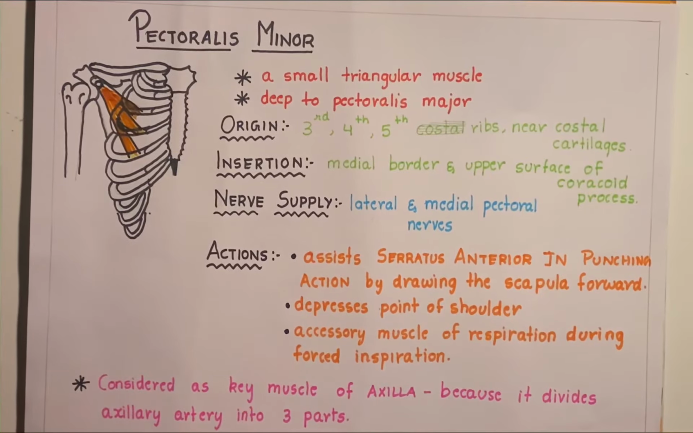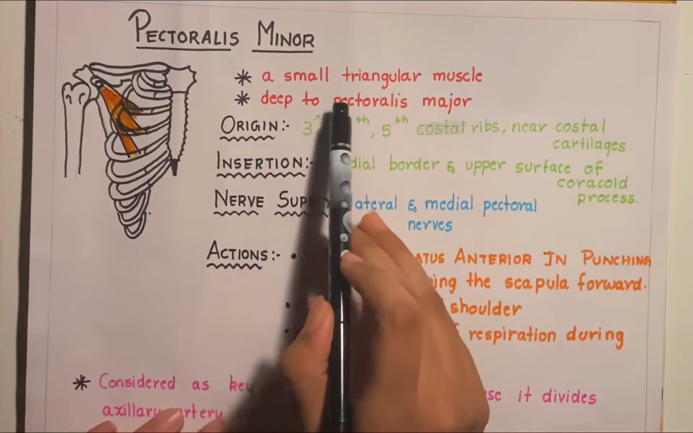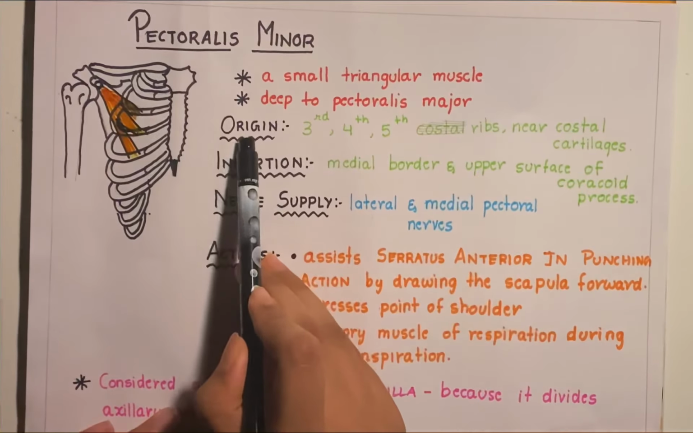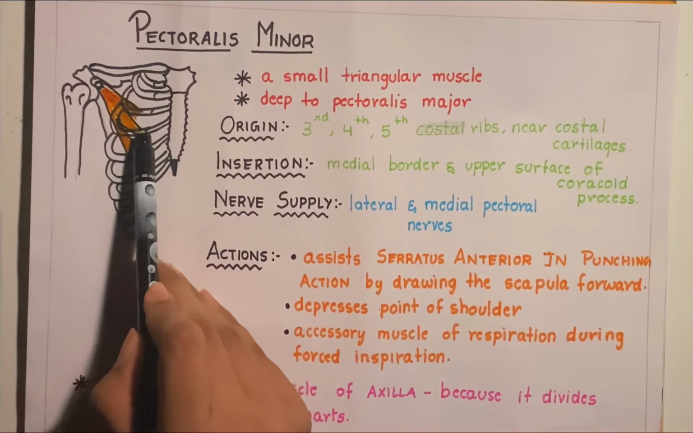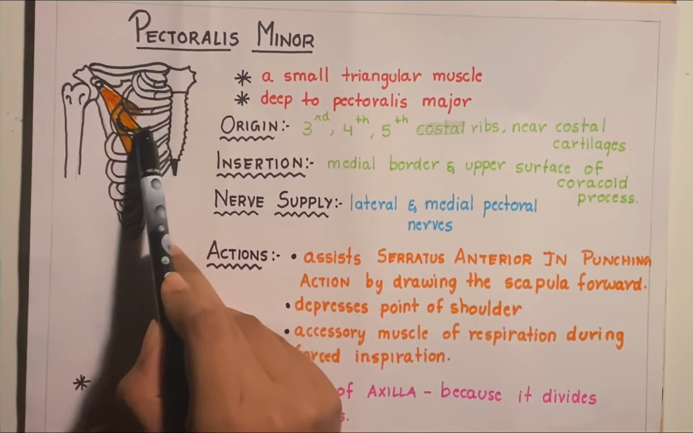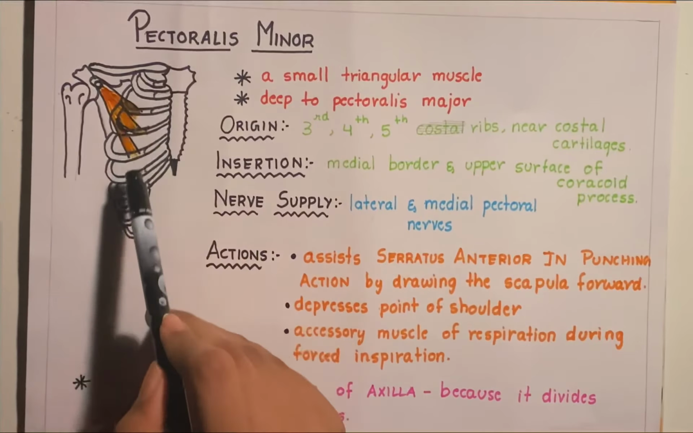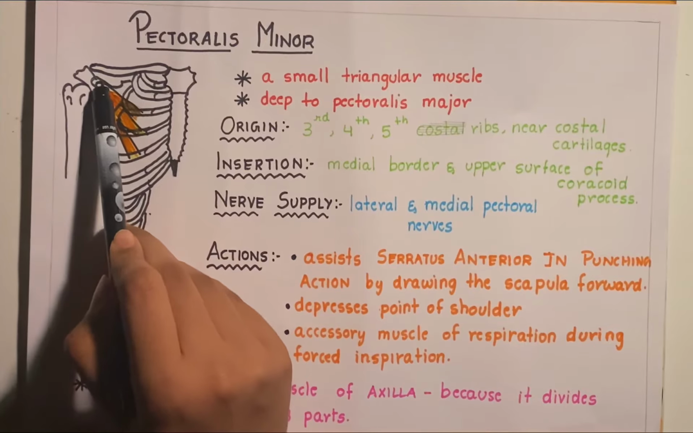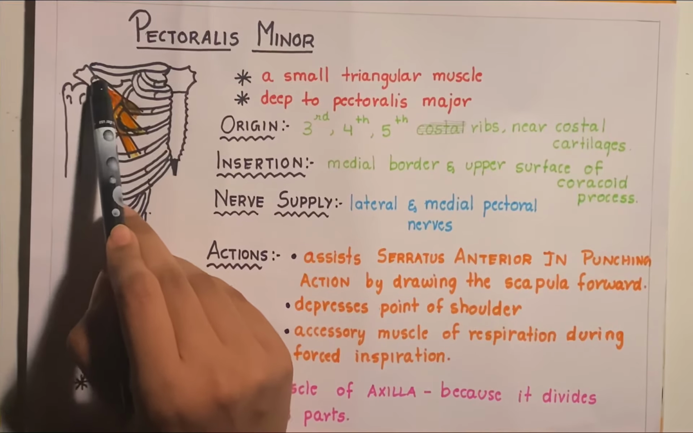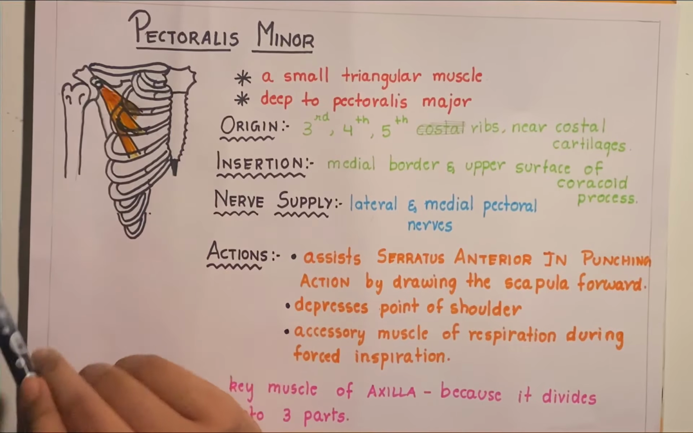Once again, summarizing the topic of pectoralis minor muscle. The pectoralis minor muscle is a small triangular muscle situated deep to the pectoralis major muscle. It originates from the 3rd, 4th and 5th ribs near the costal cartilages and is inserted onto the medial border and upper surface of the coracoid process.